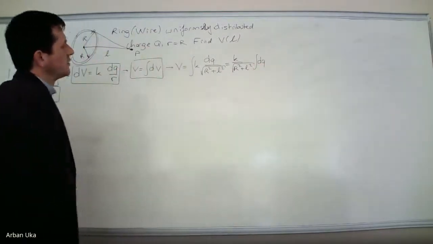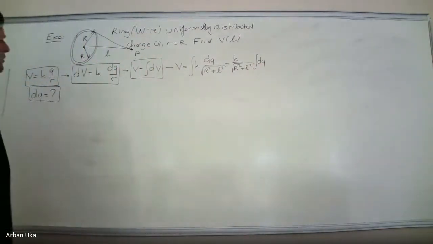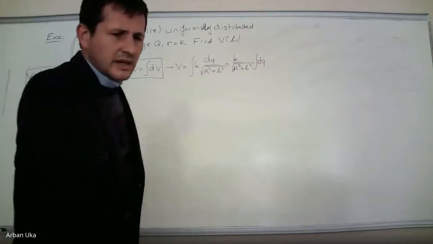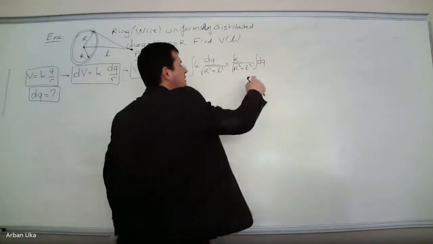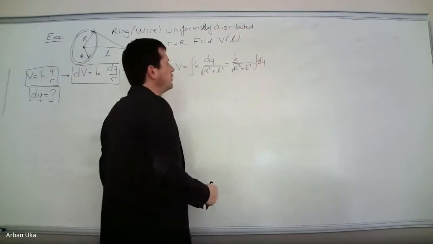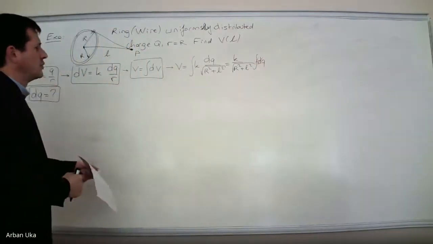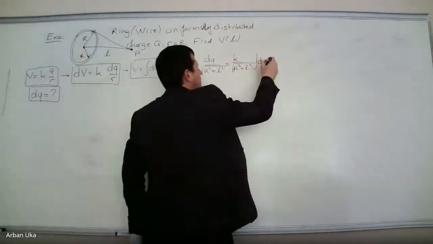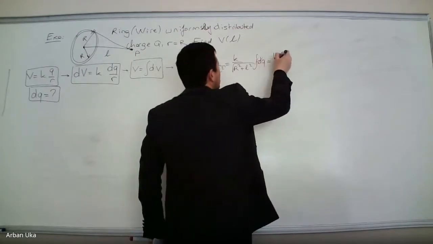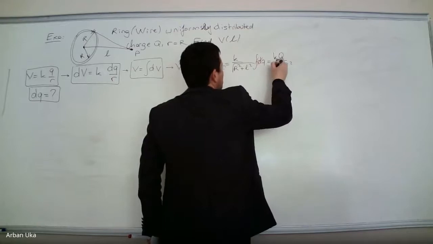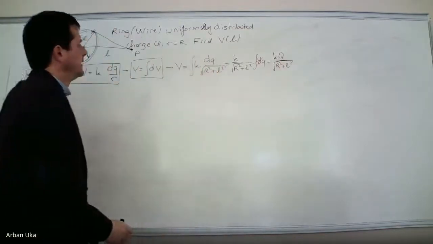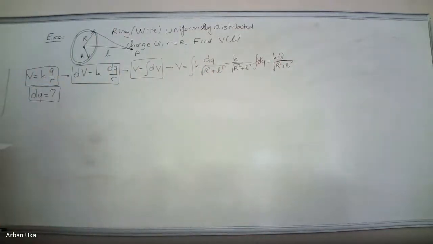What is the integral of dQ? I like to think of the integral and the differential as inverse functions of each other, which means that the integral of the differential is equal to Q itself. So we have the whole Q, and as an answer, we get that the potential is equal to K capital Q over the square root of R squared plus L squared. Okay, this is all that we need to consider.